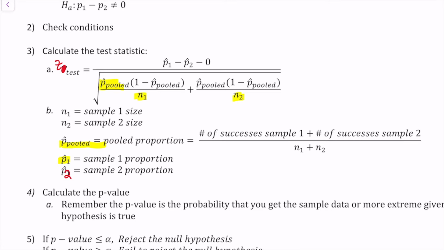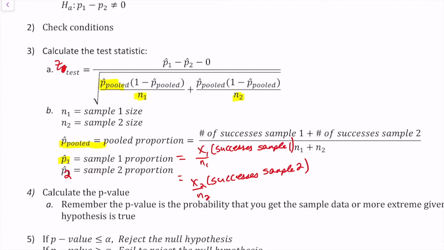When we talk about p1 hat and conversely p2 hat, now we are talking about within the individual samples, if that makes sense. So p1 hat is found by taking x1, the number of successes of sample 1, dividing it by n1. This is x2 divided by n2, where x1 is the successes for sample 1, and x2 is the successes for sample 2. So I hope that's clear. The very subtle difference between p hat pooled and p1 hat and p2 hat.